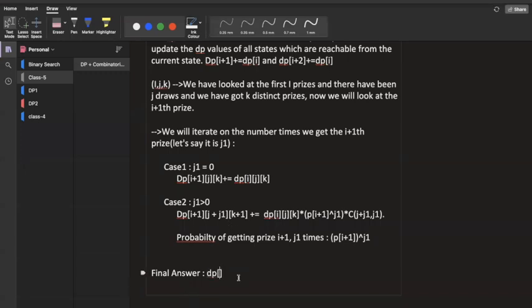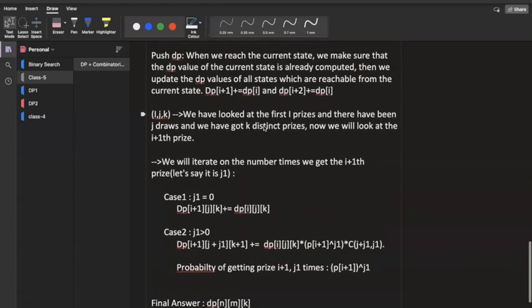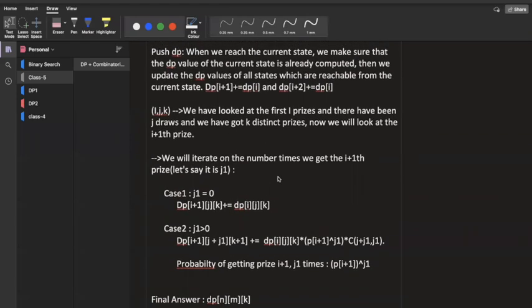Once we have looked at all the prices, we will look at total M draws and we will get exactly K distinct prices. So this is going to be our answer, DP[N][M][K]. Okay, great. Everyone is correct. So the final answer is going to be DP[N][M][K] once we have all the DP values computed.